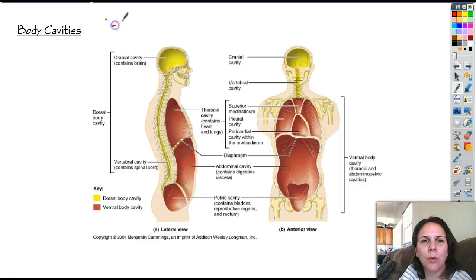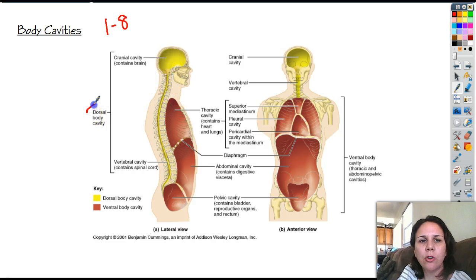Hey there, this is 1-8, which has to do with body cavities. Cavities are like caves. They hold organs inside of your body. And as you can see from the picture here, there are two main types of body cavities, the yellow ones and the red ones. Of course, they're not yellow and red inside of your body, so what's the difference between them?